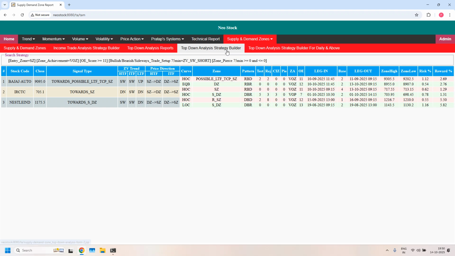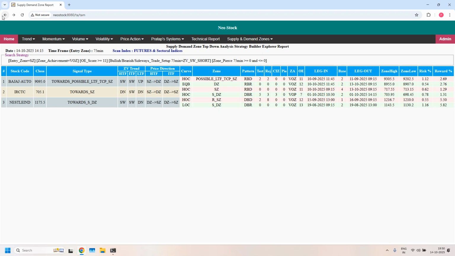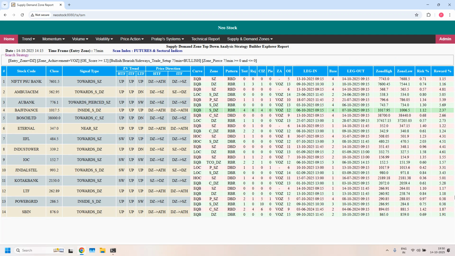Okay, next bullish trade setup for weekly income trade. Some mistake. 75 minutes demand zone. Here bullish, minimum order enhance score 12. We got 14 stocks. All entry time frame zones are 75 minutes demand zones.